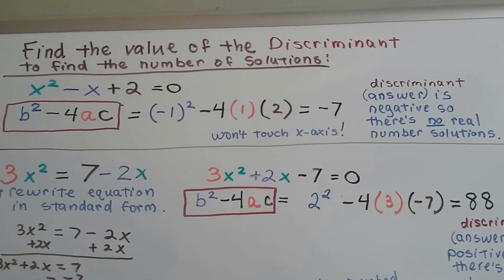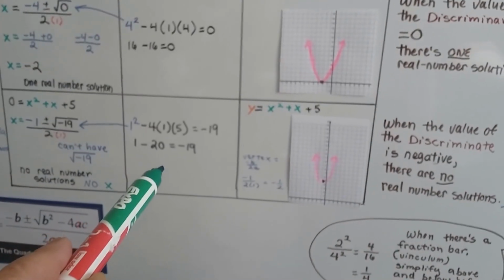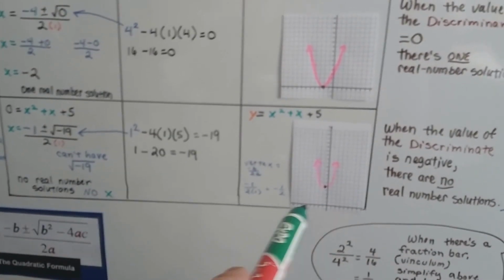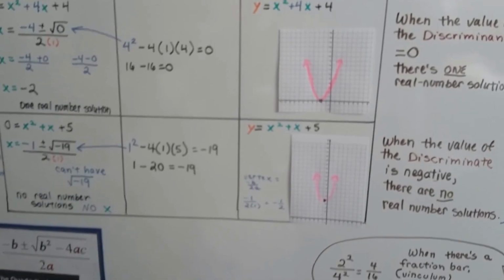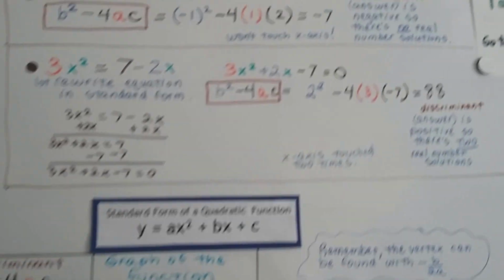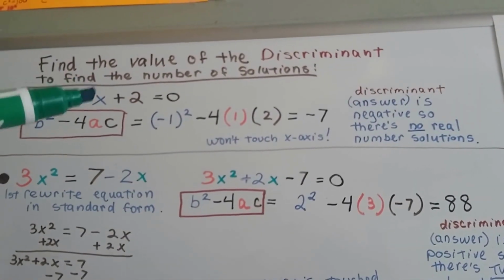So the discriminant answer is negative, so there are no real number solutions, and it won't touch the x-axis, will it? Just like our bottom one that had this -19, it's not going to touch the x-axis, and there's no real solution, okay? No real number solution for this one, all right?